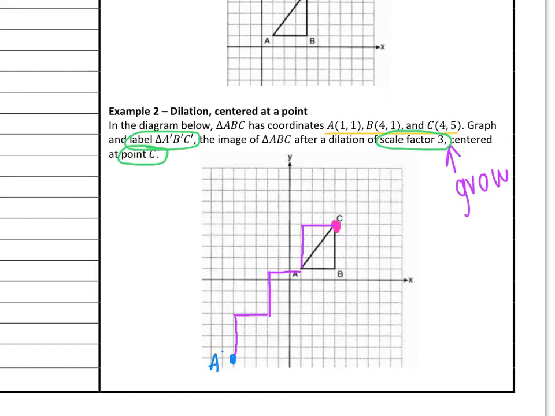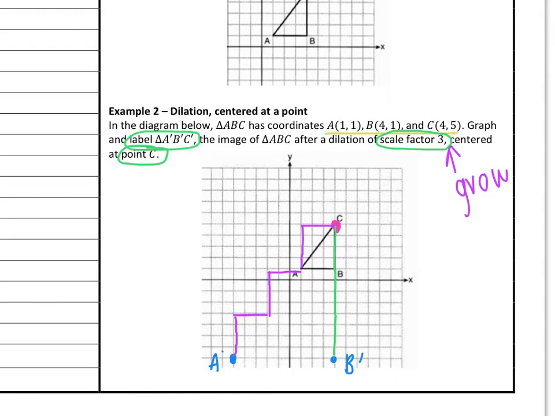Again, I have to count my original distance from the center of my dilation. So since C was my center, to get to B right now, I just walk down 1, 2, 3, 4. Well, I'm going to double it. 1, 2, 3, 4. But again, my scale factor was triple, so I have to do it one more time. 1, 2, 3, 4. And that is where my new point B prime is going to go.